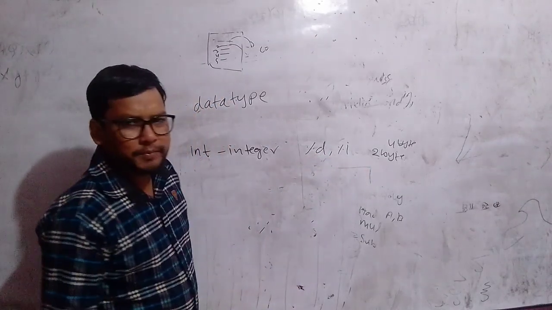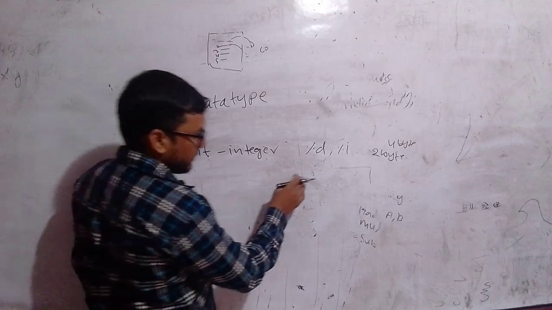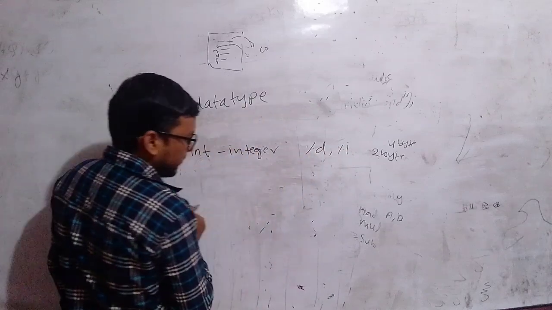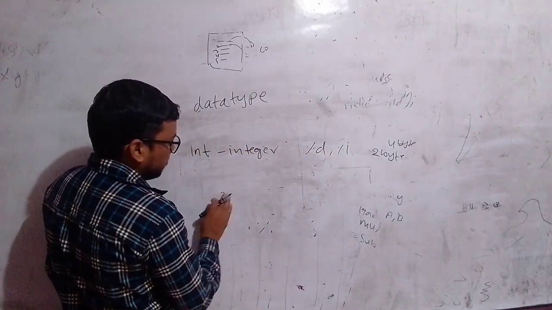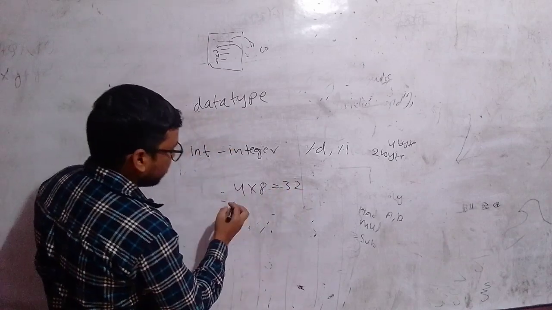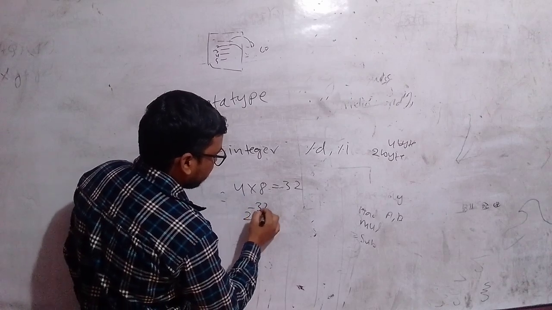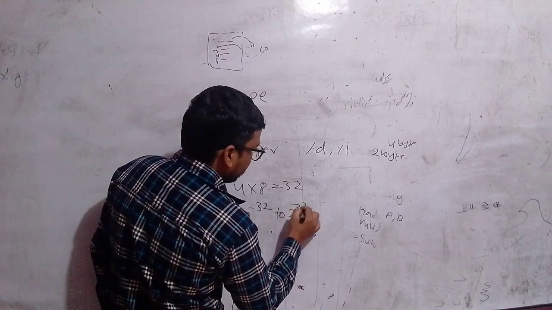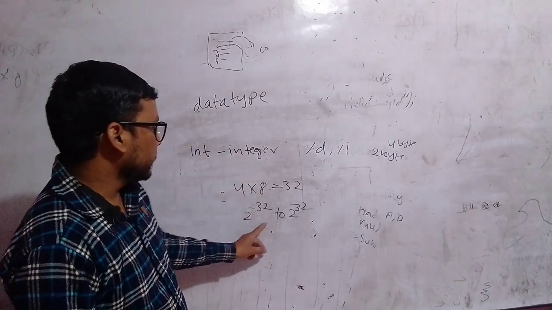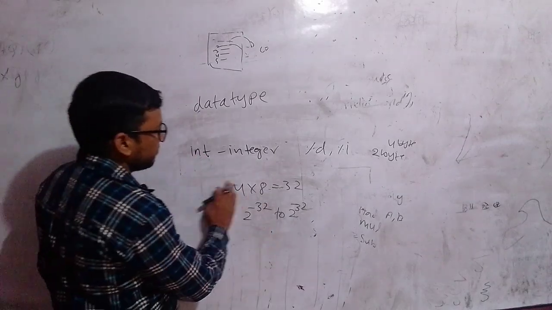2 byte means 16 bit. Minimum 2 byte, maximum 4 byte. 4 byte means 4 into 8, 32 bit, so that it can hold from minus 2 to the power 32 to 2 to the power 32 data. It can hold this range of data. This can store both positive and negative values.